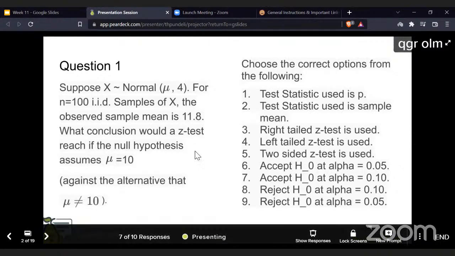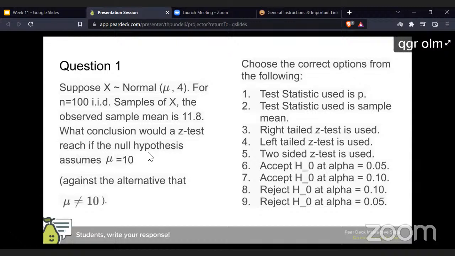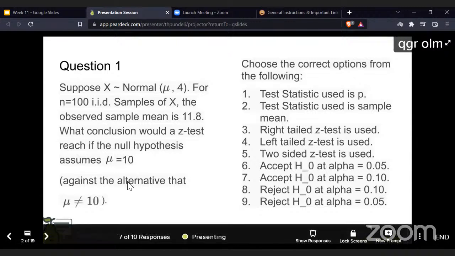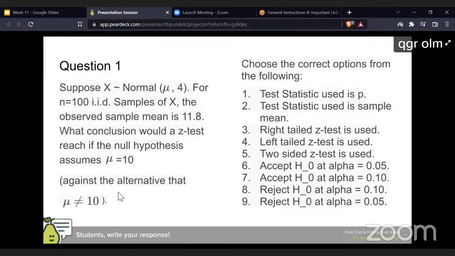So first of all, what kind of test is it going to be? Is it a right tail test? You see that the null hypothesis is mu equals 10 and the alternative is mu not equal to 10. So is it a right tail test or left tail test or a two-sided test? Two-sided, ma'am. It is not equal to 10. Yes, and it is clear for everybody that it is a Z test. It is already given in the problem, so no issues.